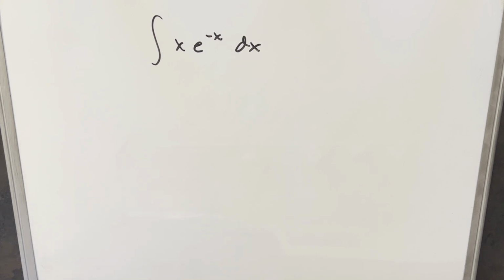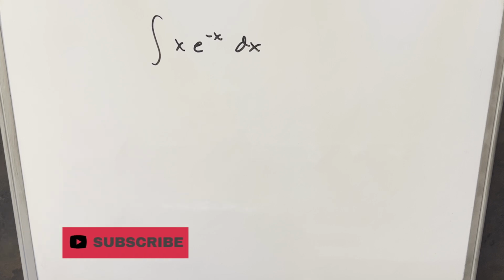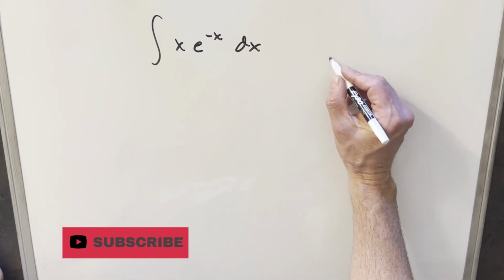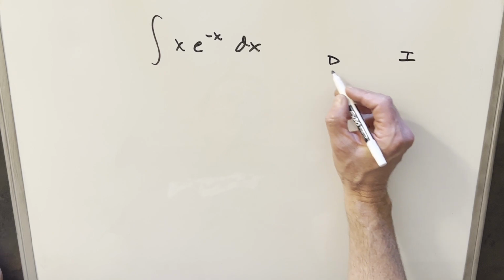Okay, we have here another interesting integral. I've got the integral of x times e to the minus x dx. And I've already done a couple videos on this that were really similar. I think I've done x times e to the x and x times sine x. And what I want to do for this is integration by parts.